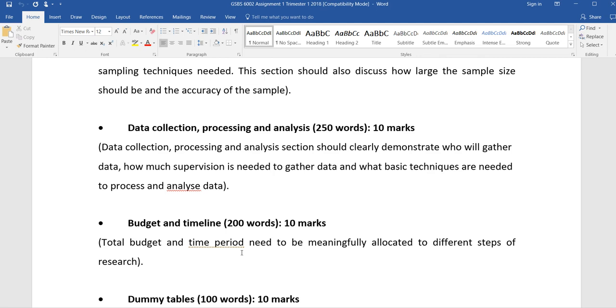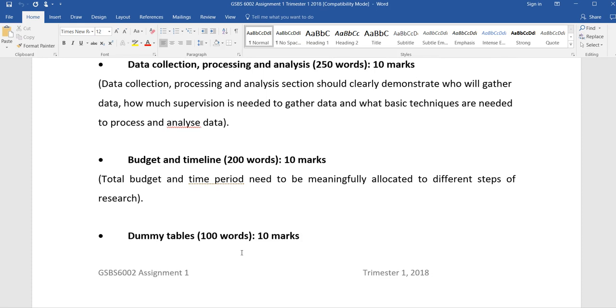For example, how will you get rid of any data inconsistencies, any omissions? How will you be coding? And once the processing is done, in the analysis, how would you analyze that? What statistical techniques will be used, and how will this analysis contribute to achieving the research objective?